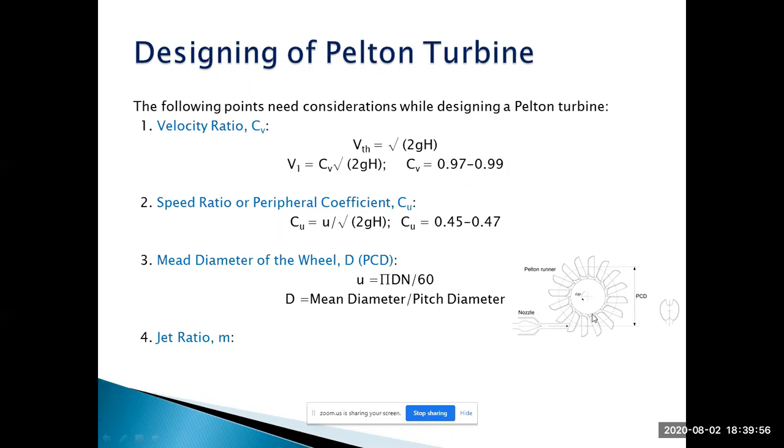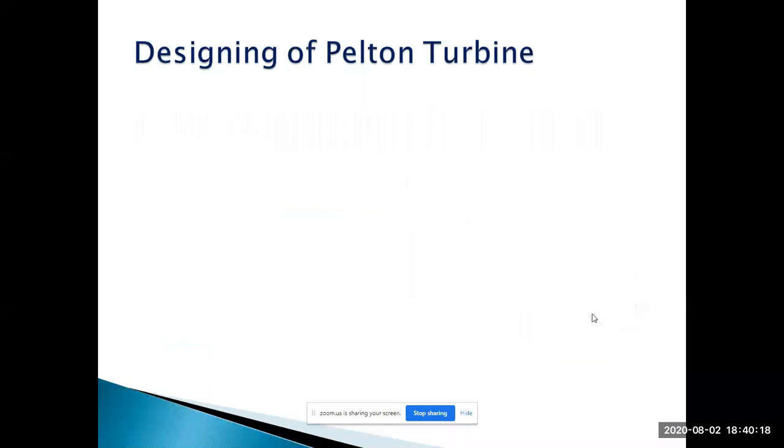Now, if you move further, jet ratio. What is jet ratio? It is a ratio of the mean bucket diameter, the pitch circle diameter, to the diameter of the jet. For an efficient Pelton turbine design, your M should lie between 11 to 15. However, if no information is given, it is always recommended to take the value of M equals 12. Let's move further.